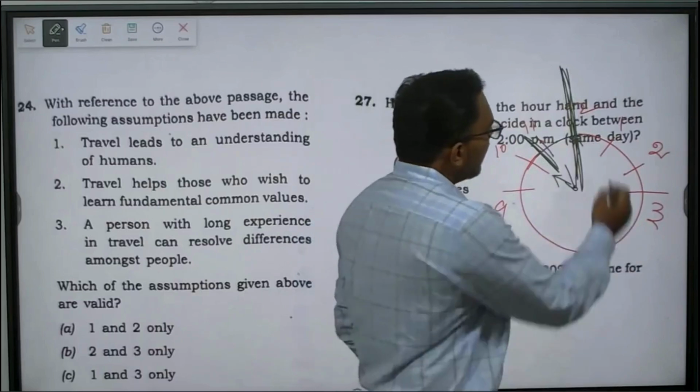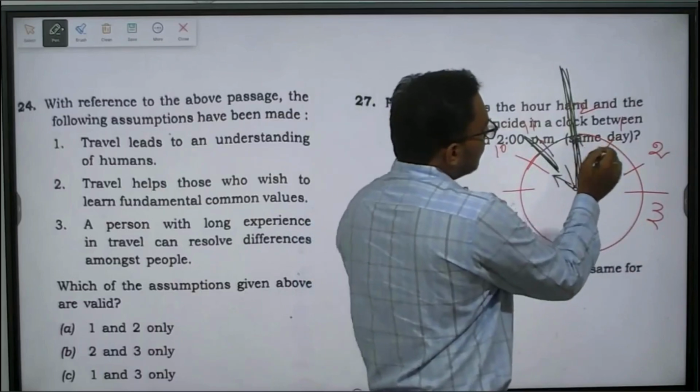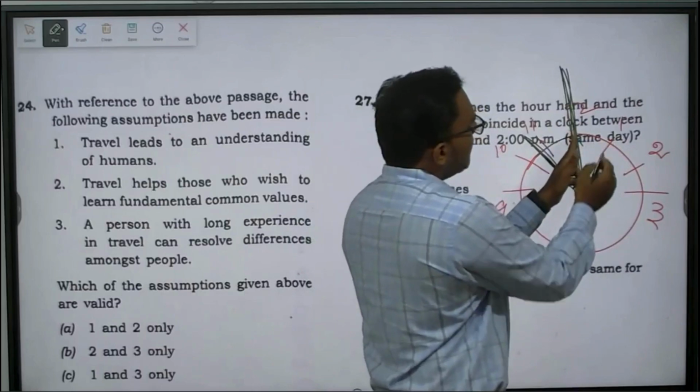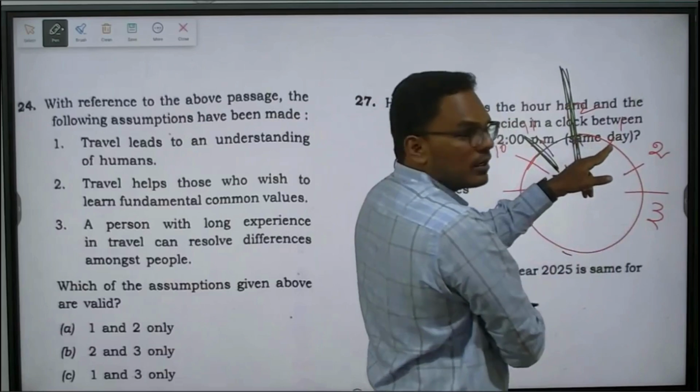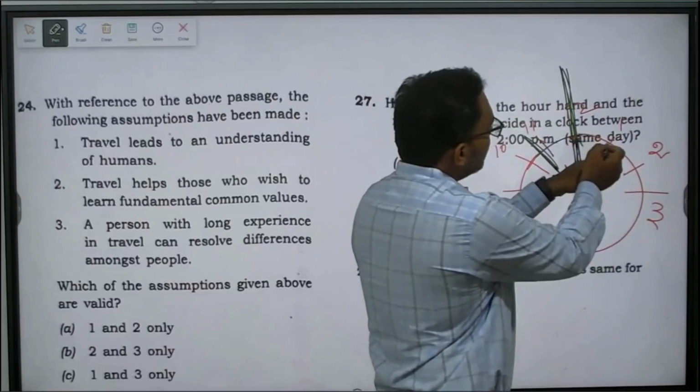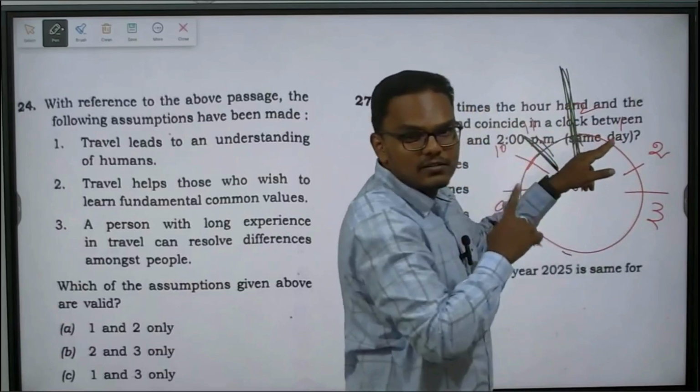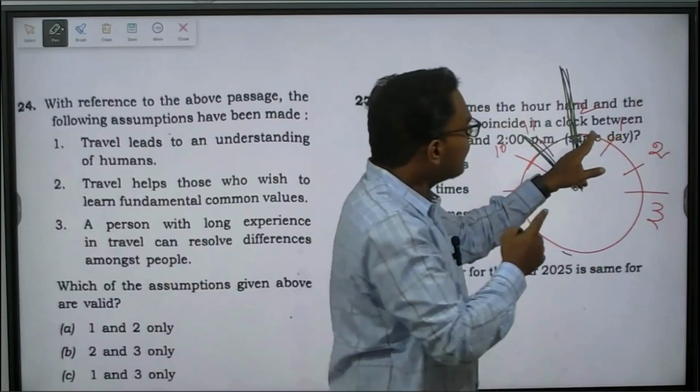Okay. And then after one, it will be like this. Your hour hand will be at 12 and your minute hand will come one full round by the time your hour hand is at 1. So at 1 o'clock, your hour hand will be here and your minute hand will be here, and your minute hand still wouldn't have crossed your hour hand for the third time.